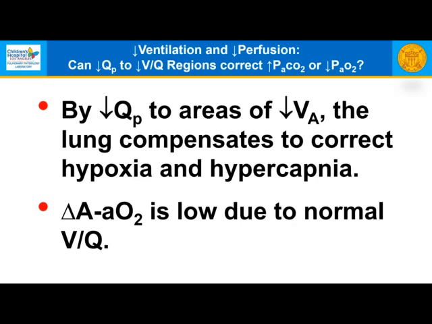So by decreasing perfusion to areas of decreased ventilation, the lung compensates to correct hypoxia and hypercapnia. And the lung actually does this to some extent, which we'll talk about in a few presentations. The AaO2 gradient is low due to the normal VQ.